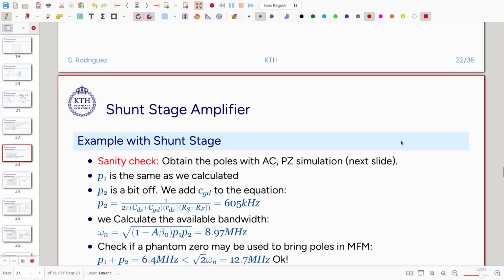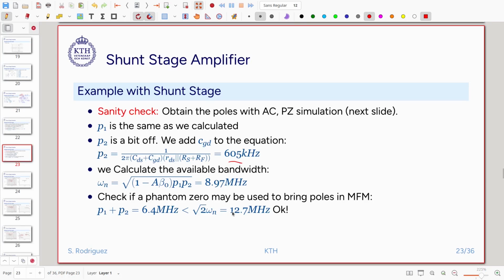So we are going to load CDS with CGT. So we introduce CGT, and then it goes down a little bit to 605 kilohertz, and then I can assume that it is not so bad now, that first-hand estimation using the open time constants. I can do a first estimation of the available bandwidth. We have the loop gain pole product here. It will give me around 9 megahertz.